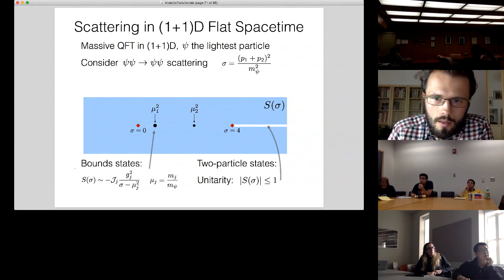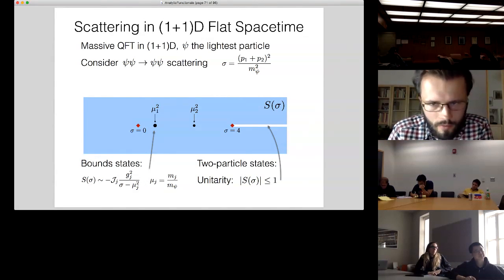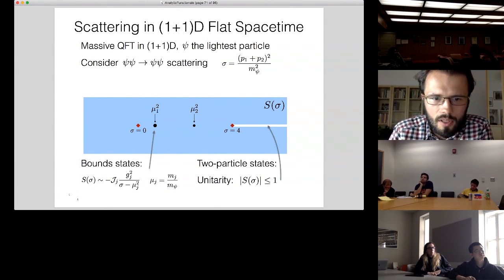They can be there in the case when psi is the lightest particle. This is the full structure: we can have a bunch of poles corresponding to the bound states living on the real sigma axis between zero and 4. And so the S matrix has a pole at the mass squared of that bound state, where the residue g_j squared can be interpreted as the effective coupling between the psi particles and the bound state. Then I also included this factor calligraphic J of j, which is just coming from some Jacobian.